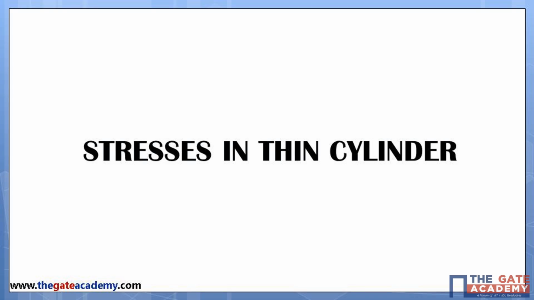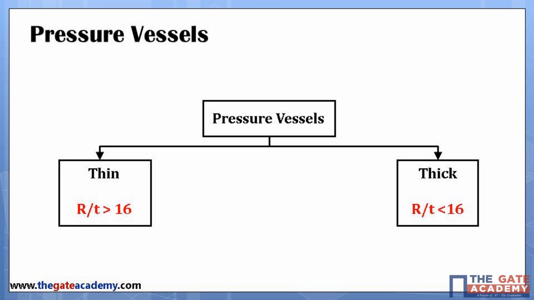So in this lecture, I would like to explain to you how to find the stresses induced inside the material of a thin cylinder. Before going further, I would like to show you the classification of pressure vessels. Basically, pressure vessels are classified into two categories based upon a ratio, which is the radius to thickness ratio. If the radius to thickness ratio is greater than 16, we will take it as a thin cylinder or thin pressure vessel, and if the ratio is less than 16, we will take it as a thick cylinder or a thick pressure vessel.